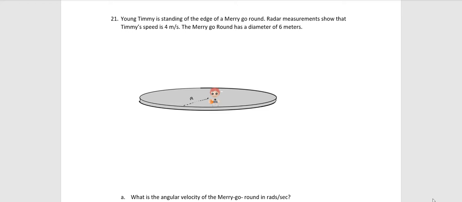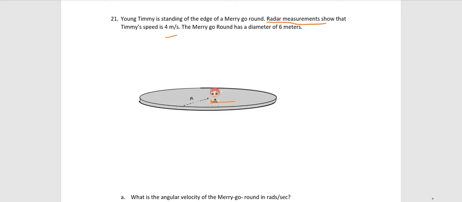We're going to talk about number 21 here in your Unit 3 homework. So we got Timmy standing on this giant merry-go-round that has a diameter of 6 meters. And let's see, somebody took a radar measurement of Timmy's speed and found that it's 4 meters per second.